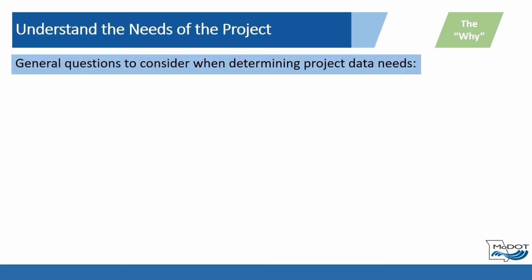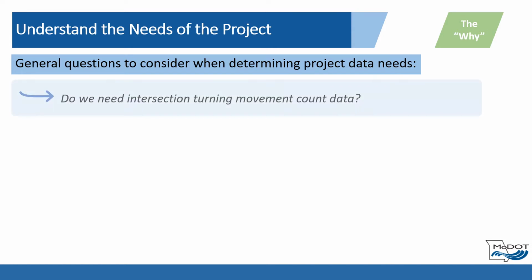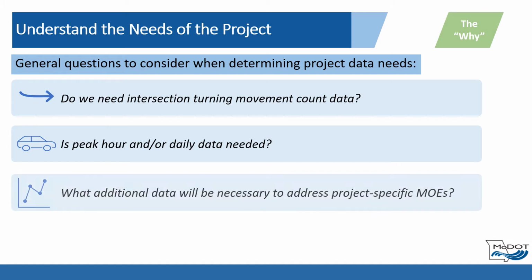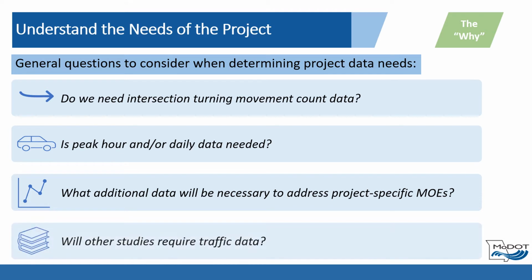When trying to understand the needs of the project, it is helpful to review general questions to consider when determining project data needs. Consider these questions. Do we need intersection turning movement data? Is peak hour and/or daily data needed? What additional data, such as queue lengths, vehicle speeds, and travel time, will be necessary to address project-specific MOEs? Will other studies require traffic data, such as noise or air quality studies?